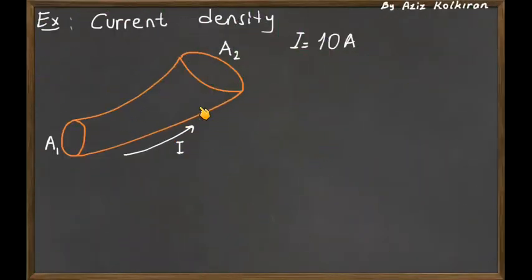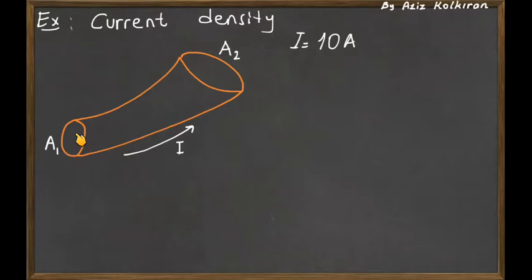We have a conductor of changing cross section, as you see in the picture, and you are given some non-zero value of current that flows through this conductor from this end to the other, and also the value of the current is given as 10 amperes.